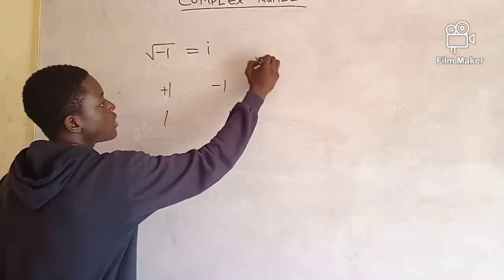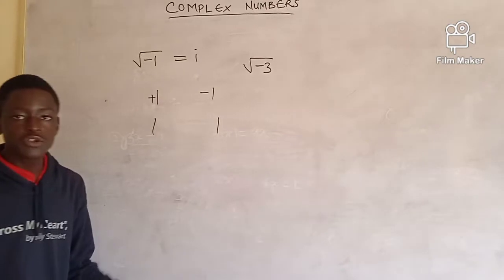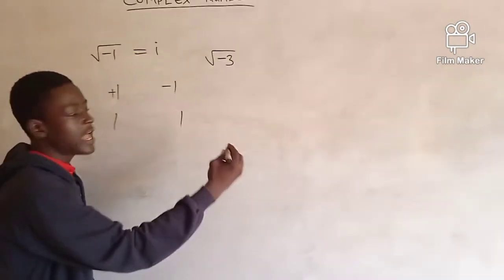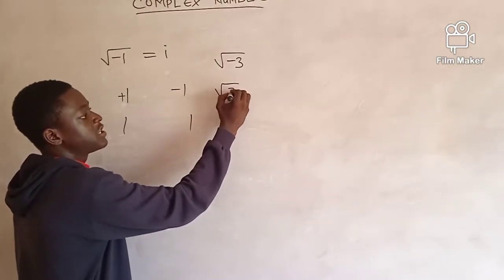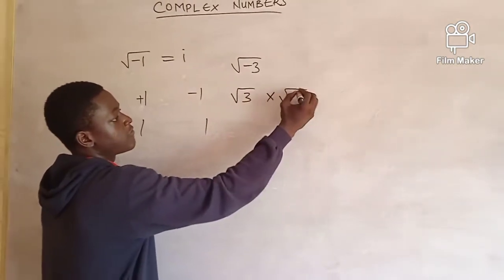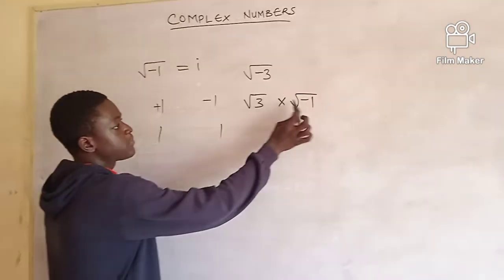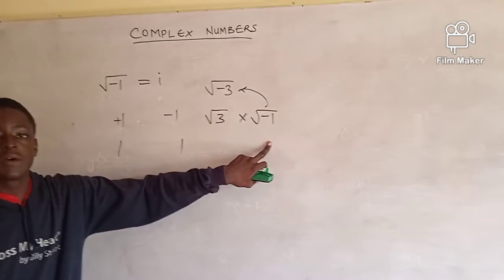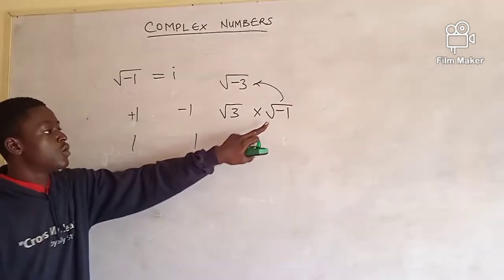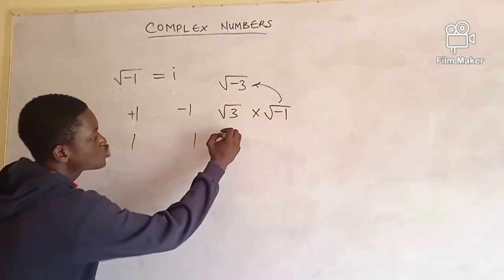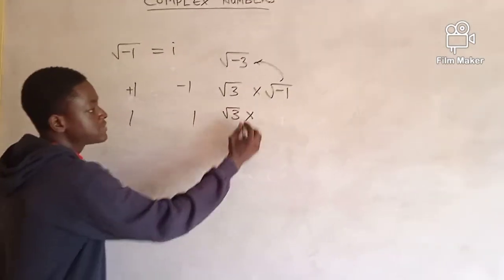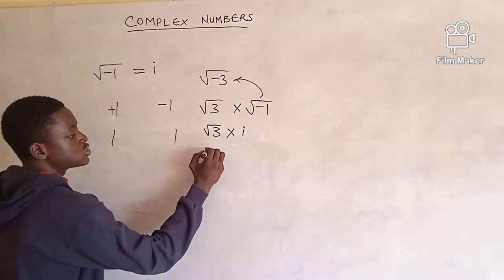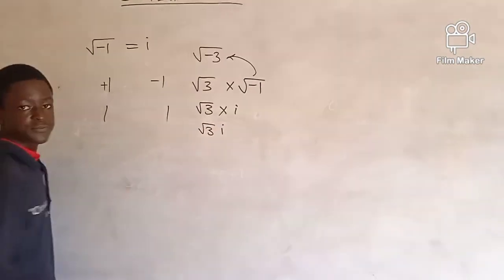Let's say we have the square root of -3. How do we represent this using i? Now we can say this can be further expressed as the square root of 3 times the square root of -1, because when we multiply both of them, we would get back this. Now remember that to make it easier, mathematicians represented the square root of -1 as i. Therefore, this is square root of 3 times i.